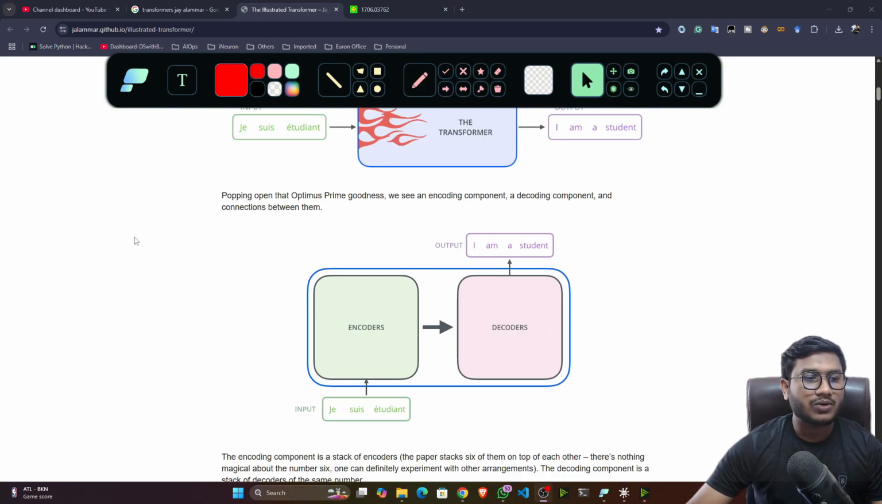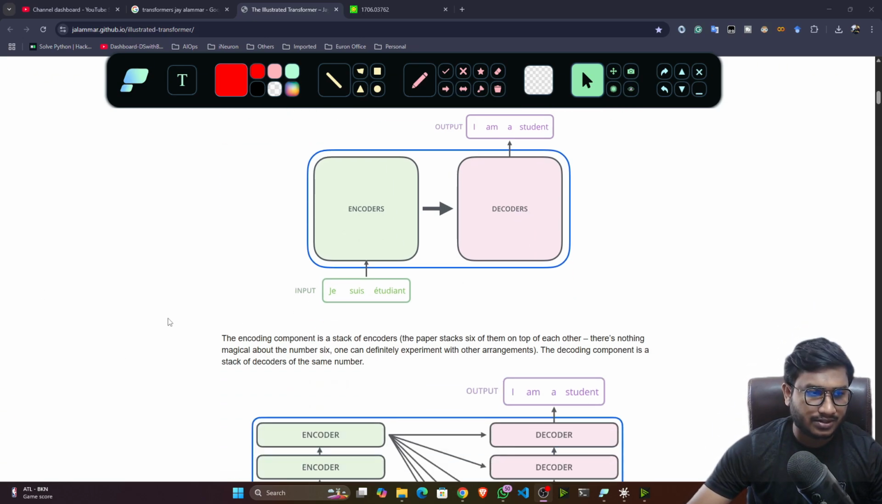You can see we usually pass the input to the encoder layer and the decoder layer gives us the output. Here we are passing the French input to the encoder layer, and after some pre-processing it goes to the decoder layer. The decoder layer translates this French to English and gives you the output. That means inside the encoder and decoder some mechanisms are happening. We'll try to see what those mechanisms are and discuss everything.